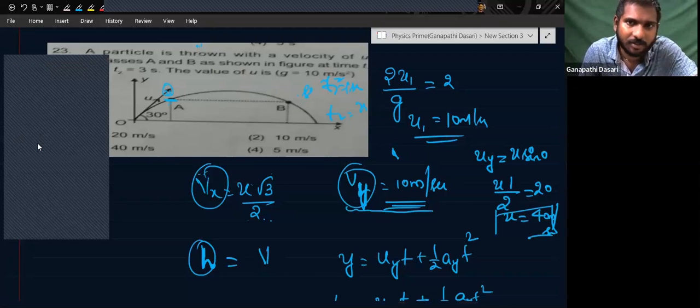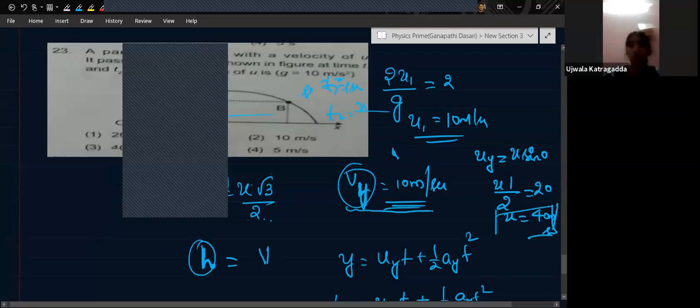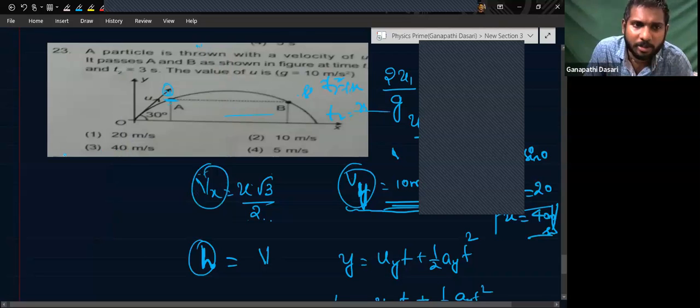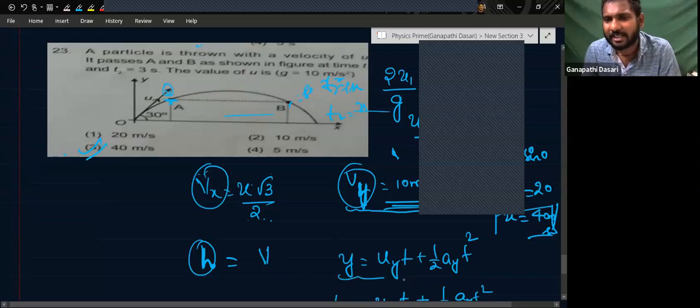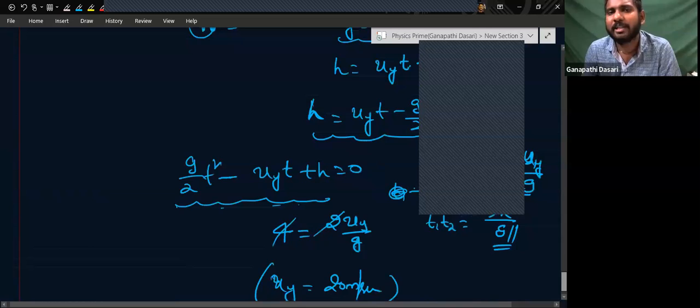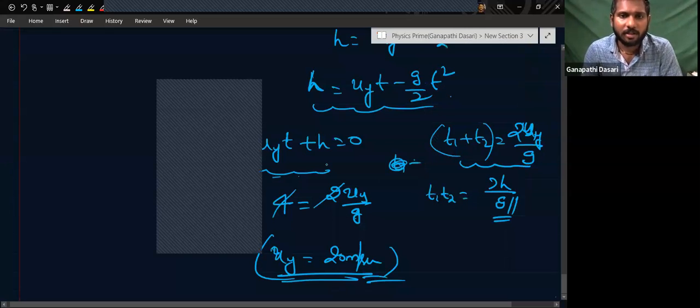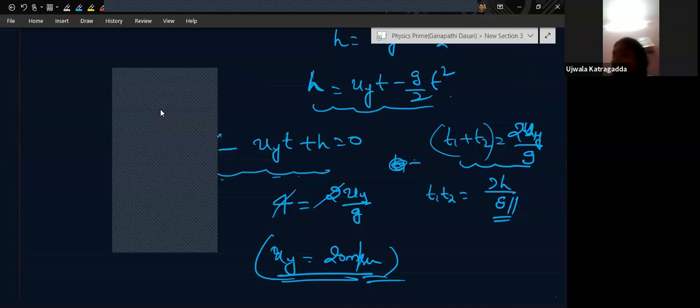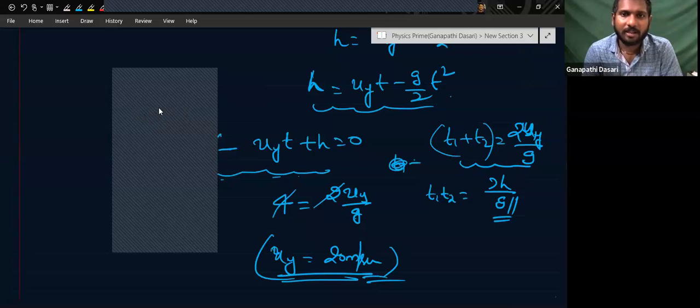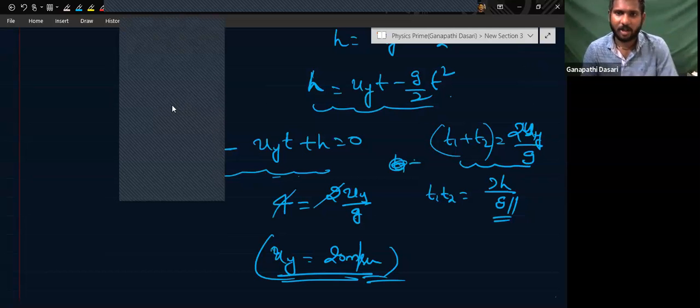What is the point based on this question? From this question, I want to teach you this: for the same height, you can apply this concept. You can draw the quadratic equation, then you will have the sum of the roots and the product of the roots, and you can use the information given there. The sum of the roots is 2uy by g, and the product of the roots is 2h by g. This is another important conclusion on which advanced questions are asked a number of times.